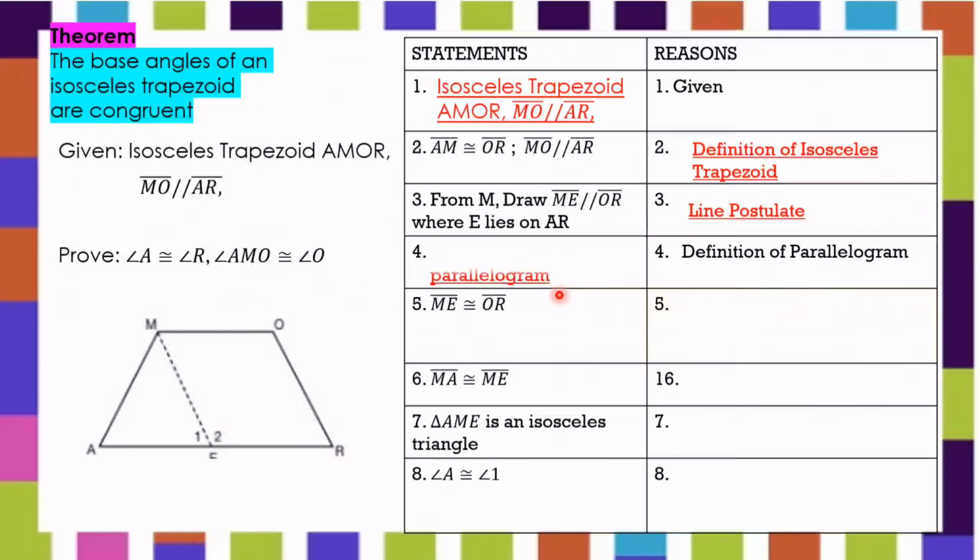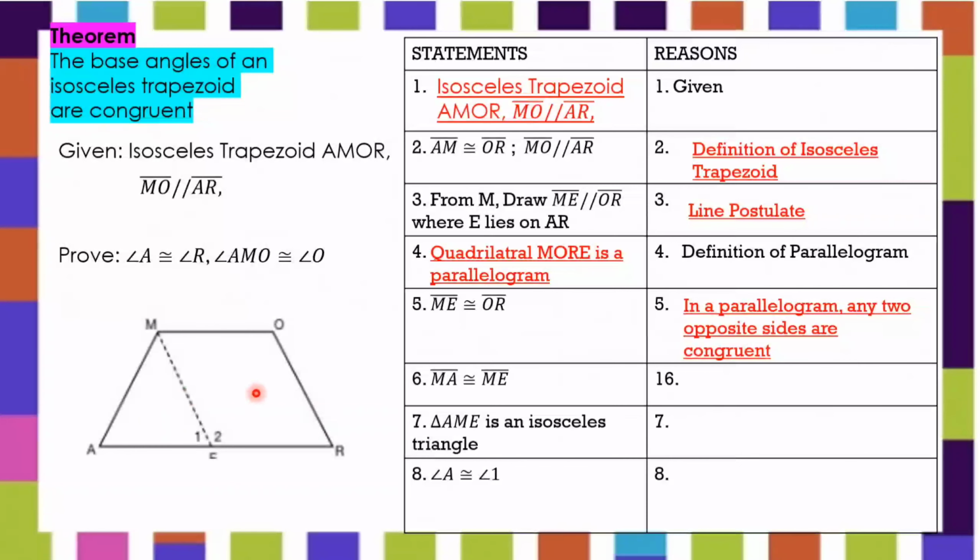Okay? For number 4, so we have quadrilateral MORE is a parallelogram. Under what reason? We have definition of a parallelogram. Why? From statement number 3, since ME is parallel to OR. So, definition of a parallelogram, any two opposite sides are parallel. Okay? So, next, we have segment ME, this one, is congruent to segment OR. Under what reason? In a parallelogram, any two opposite sides are congruent. Okay? So again, ME is congruent to OR. Since they are opposite sides, therefore they are congruent.